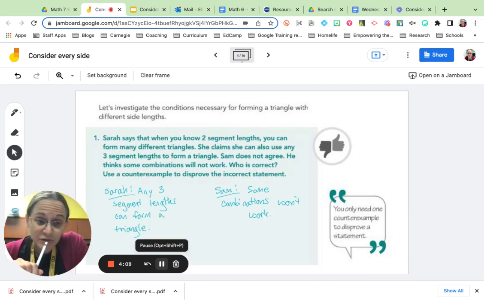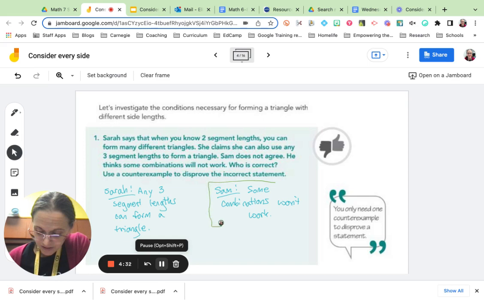To disprove a statement, you only need one counterexample. In our table, we have a lot of rows that say no. Those are all counterexamples. Those are all pieces of evidence that we could use to prove that Sarah's wrong. We have demonstrated more than one time that there are some combinations out there that just won't make a triangle. And so that means that in this case, Sam was right.